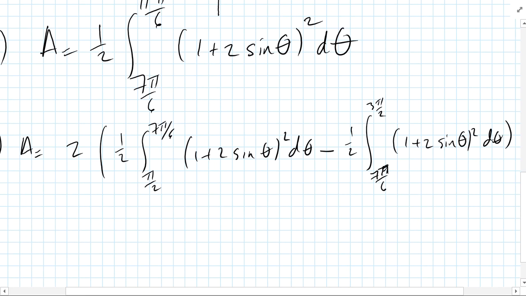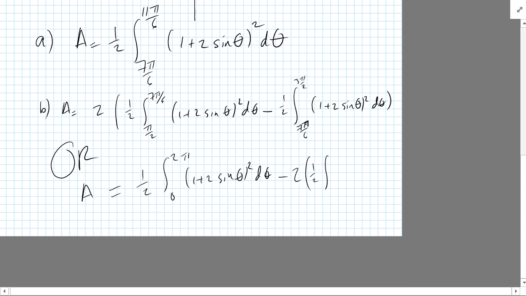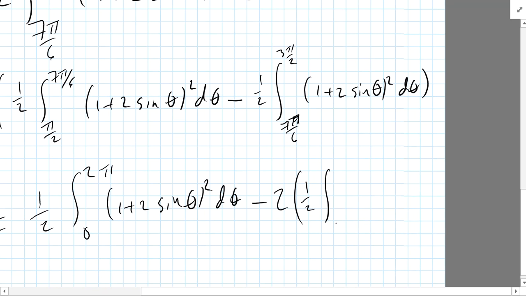You can do it that way, or you can just integrate the whole darn thing. You're going to do 1/2 integral from 0 to 2 pi of (1 + 2 sine theta) squared d theta, and I'm going to subtract out 2 of what I found up above, which is the 1/2 integral of 7 pi over 6 to 11 pi over 6 of (1 + 2 sine theta) squared d theta. Either one will work.